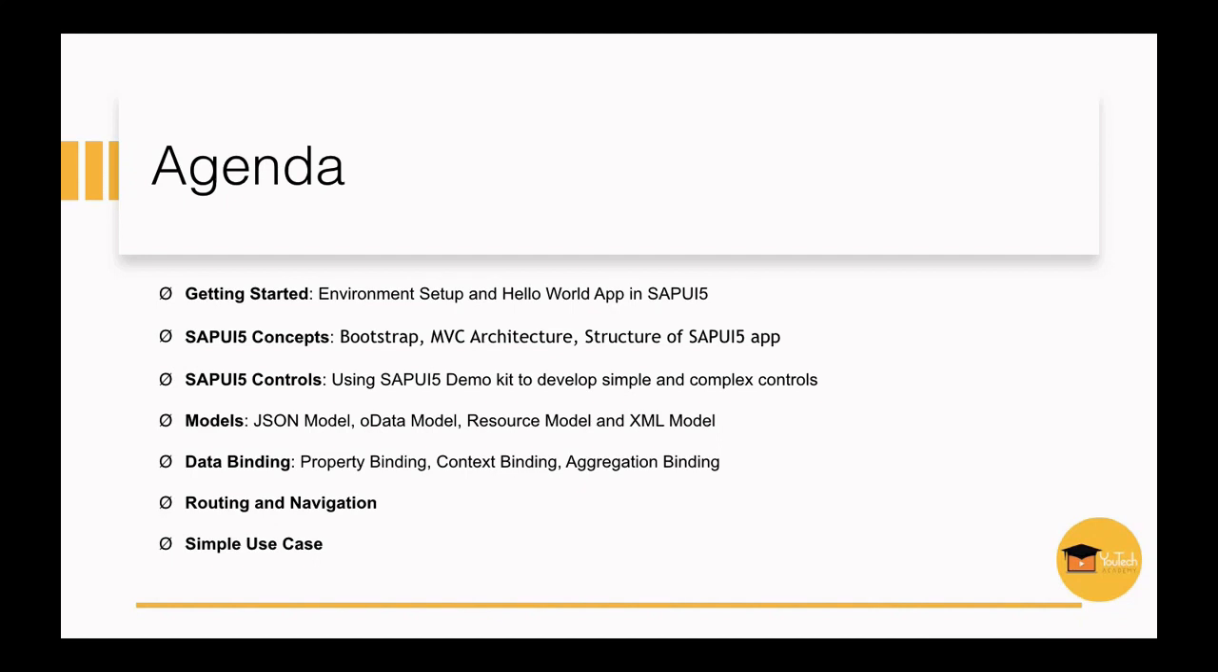This is the agenda for this tutorial. I'll start this topic with environment setup and creating a simple SAP UI5 application. I'll then talk about SAP UI5 concepts and controls. After this, I'll take you through different data models in SAP UI5 and their bindings with UI controls, which will be followed by routing and navigation concepts, and we will end this tutorial with a simple use case.